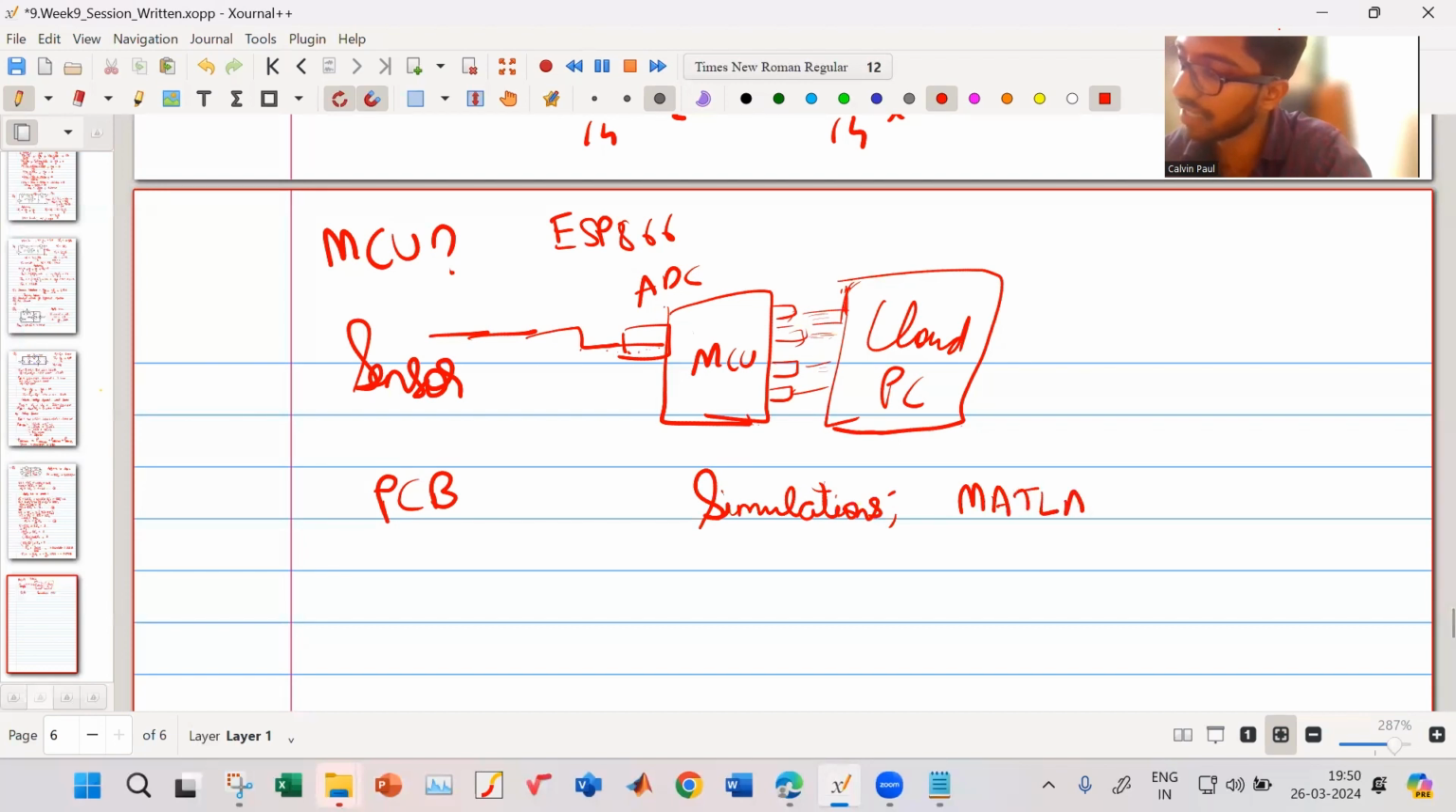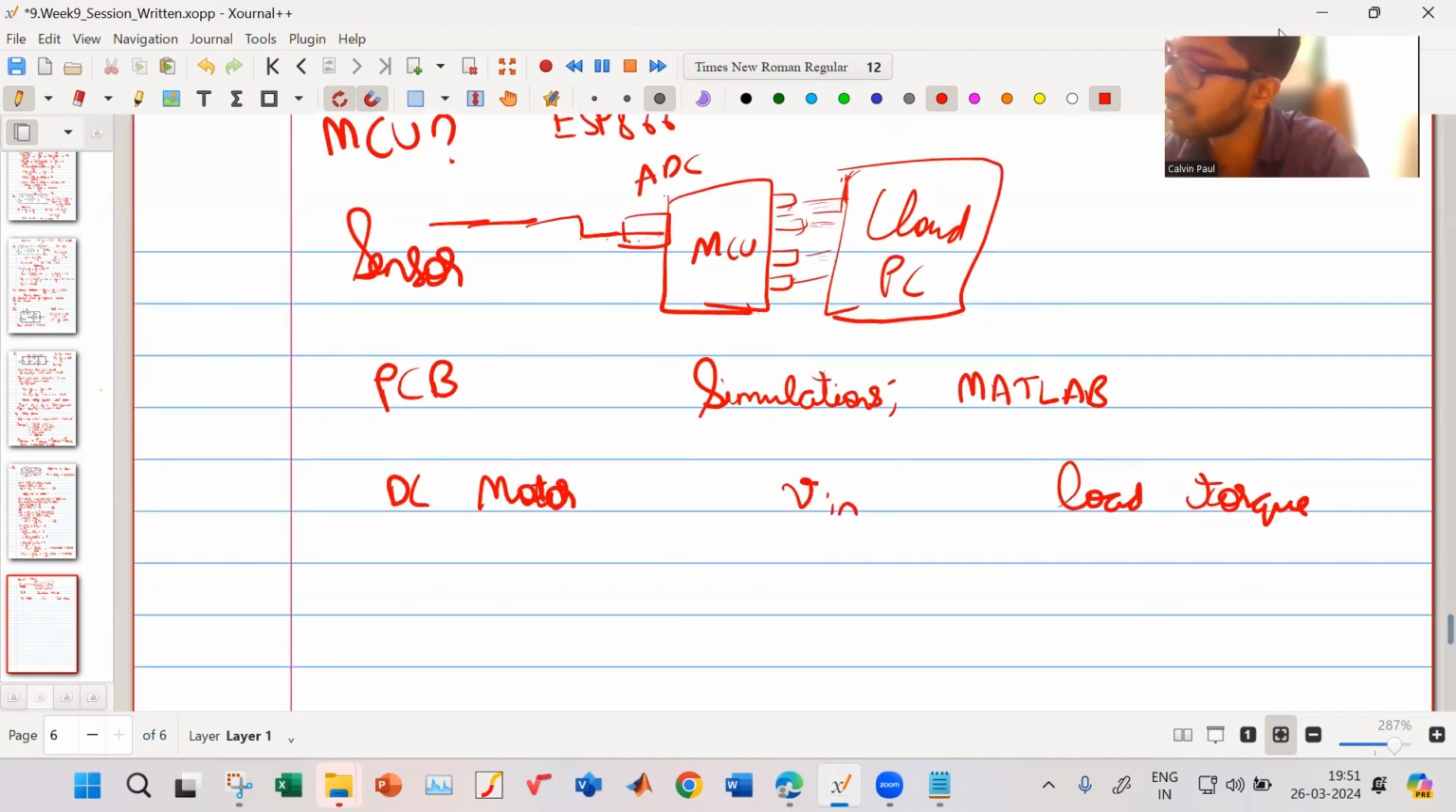You can use MATLAB to simulate what you learned. Suppose you learned about a DC motor. You can open the DC motor model in Simulink, then give it some voltage input source. You put some voltage source, then you also connect some load torque. Then you can try to generate the speed torque curves, everything.